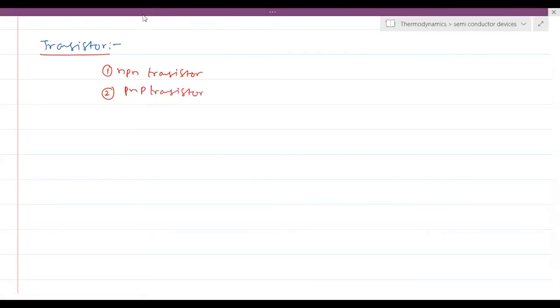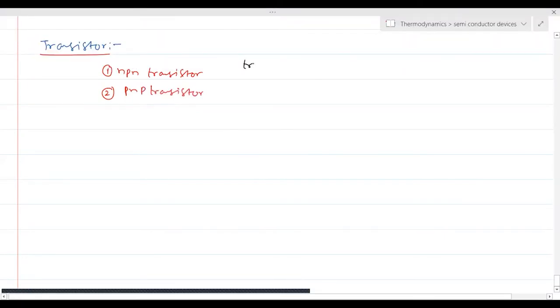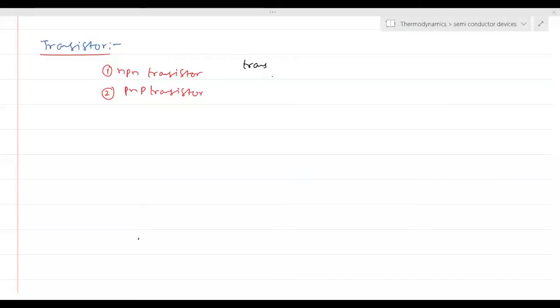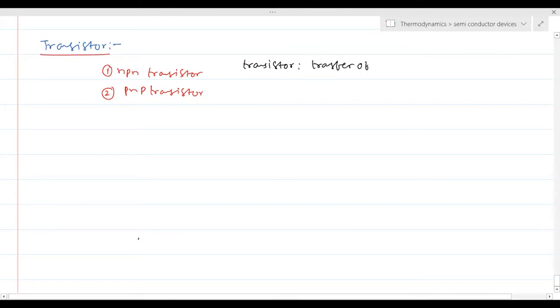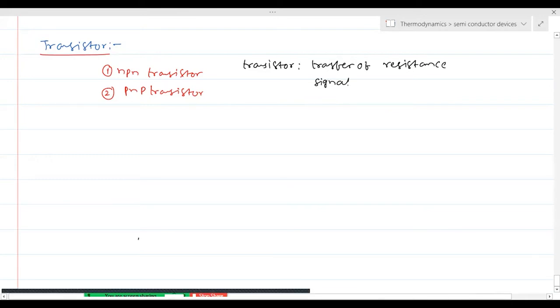So actually, what does transistor mean? Transistor is derived from the words transfer of resistance. Transfer of resistance means we are going to send a signal from a low resistance region to a high resistance region.